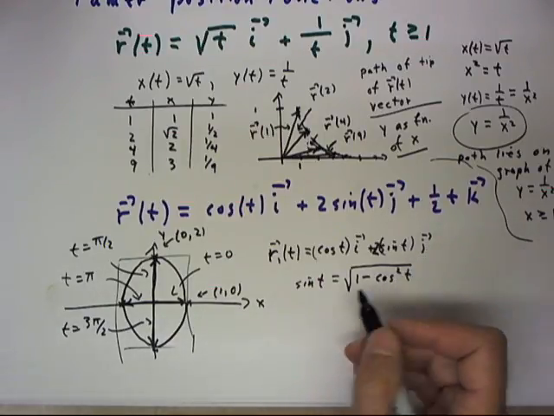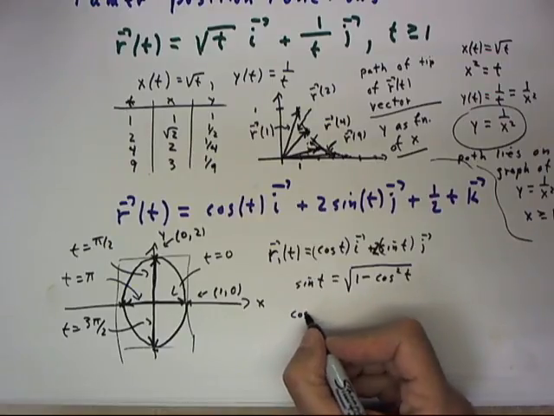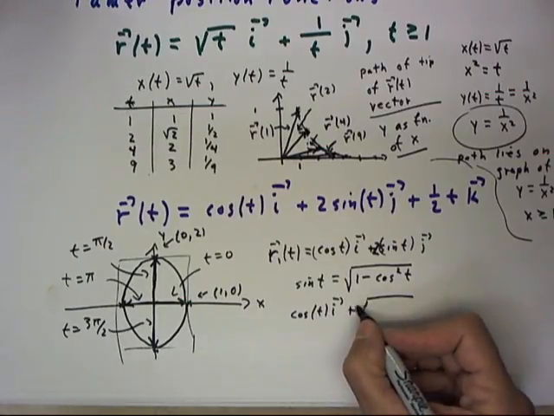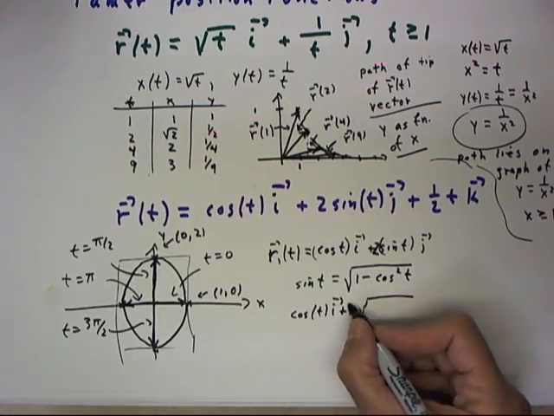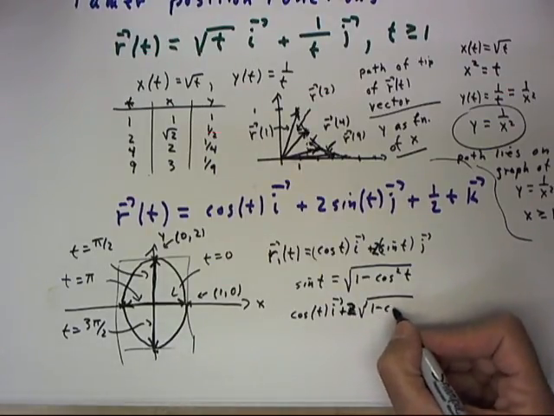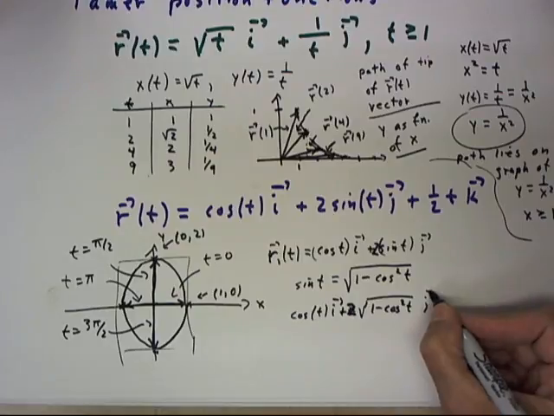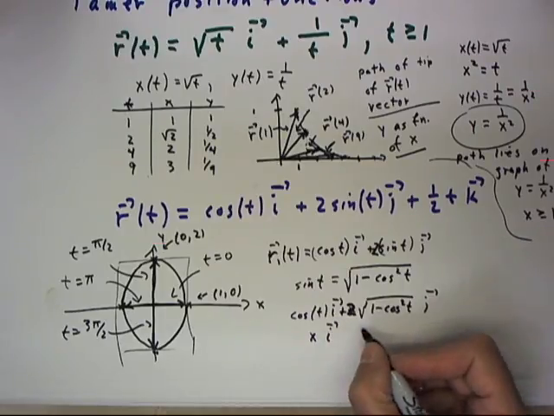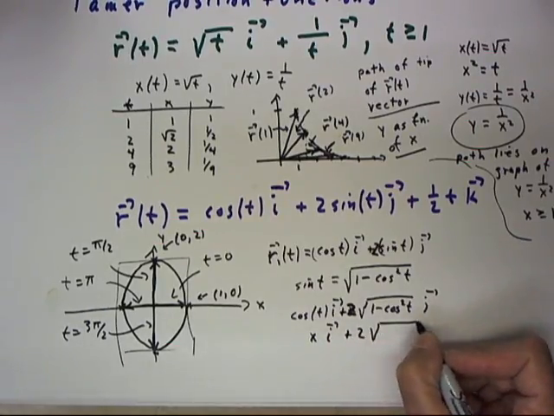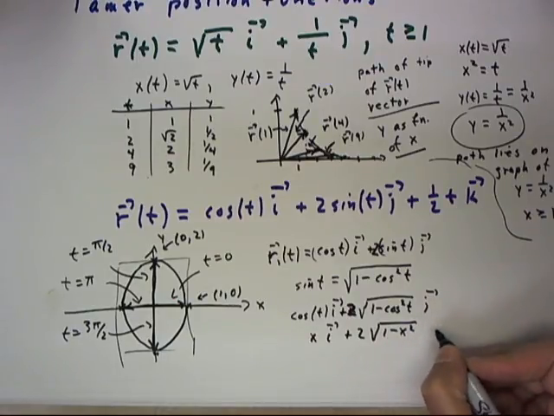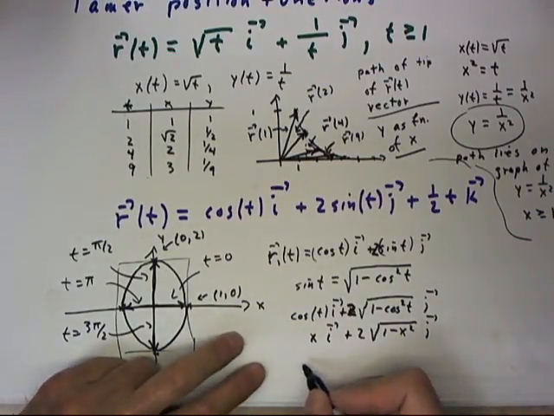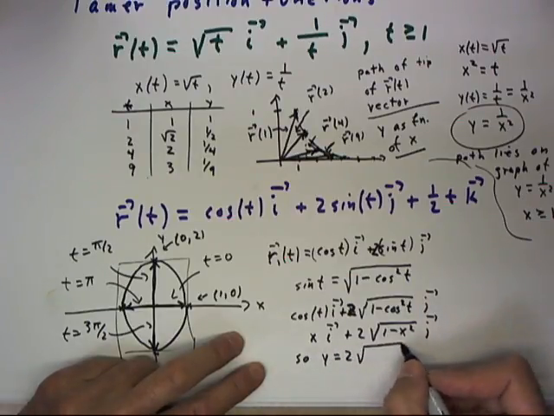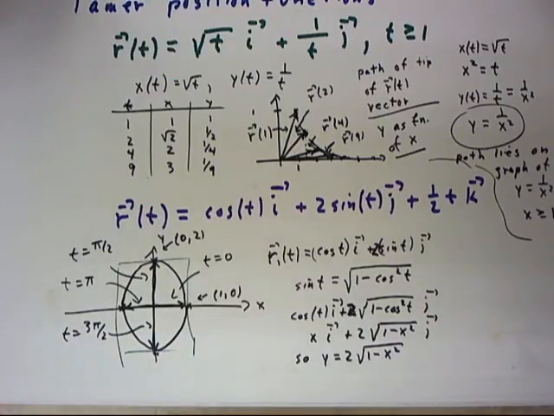can be written as cosine of t i plus 2 times the square root of 1 minus cosine squared of t times j. Cosine of t is just x, so that's x i plus 2 times the square root of 1 minus x squared j, meaning y is 2 times the square root of 1 minus x squared.